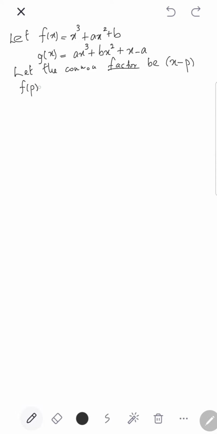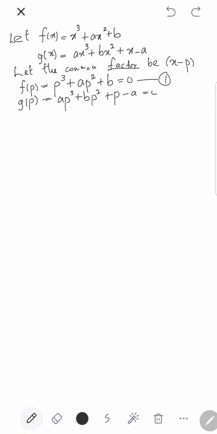f(p) must be 0. Then substitute p for x: p cube plus a p square plus b equals 0. This is the first equation. Then g(p) is a p cube plus b p square plus p minus a equals 0, second equation.